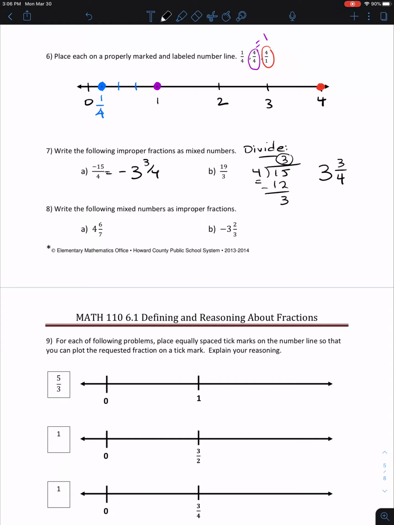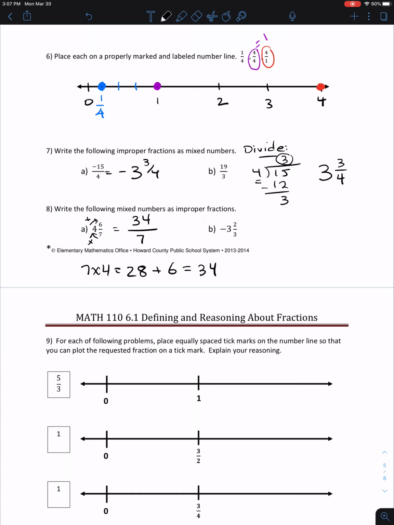So for 8, if we're going backwards and we're trying to turn a mixed number into an improper fraction, what we want to do is multiply the denominator by the whole number part and then add the number of pieces we had left over, the top number. So in this case, we're going to get 7 times 4 is 28, and then plus 6 gives us 34. So our new top number is going to be 34, and our bottom number just stays the same, 34/7.